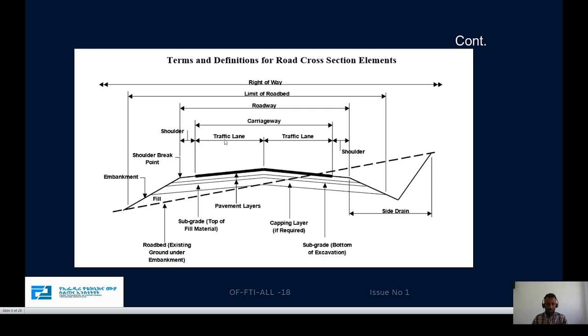The traffic lanes on both sides form the carriageway. We have a carriageway plus a shoulder, which is the roadway, and the limits of the roadbed are also centered from the drainage up to the embankment. And lastly, the overall width of the road takes is the right of way.